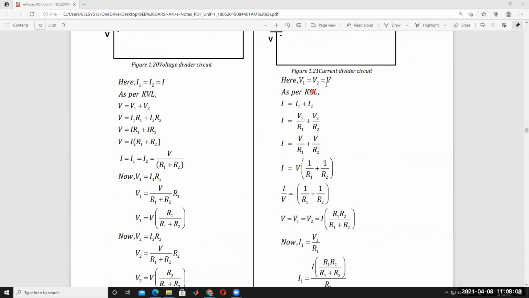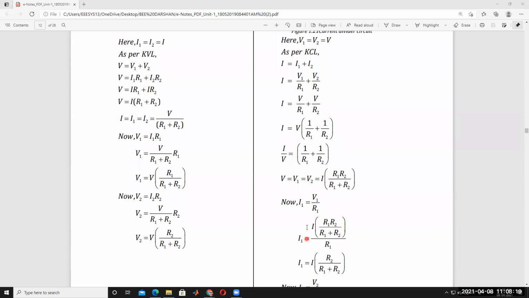Then V1 is equal to V2 is equal to V. So V divided by R1 and V divided by R2. Then I is equal to V into 1 by R1 plus 1 by R2. Then I by V is equal to 1 by R1 plus 1 by R2. Then V is equal to I into R1 R2 divided by R1 plus R2. So we'll get like this.